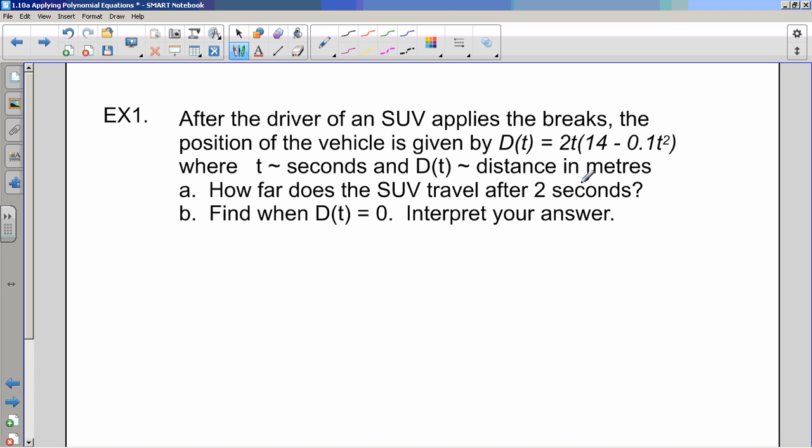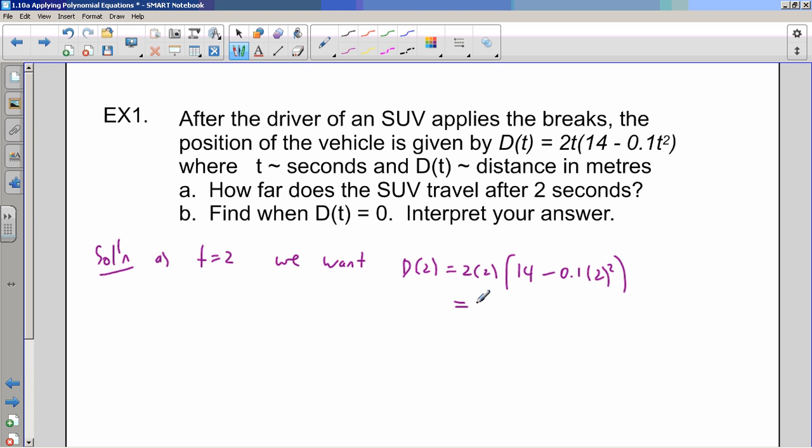How far does the SUV travel after 2 seconds? So in A, what are we asked? And that's kind of the big thing, is to figure out what we are asked. How far does the SUV travel after 2 seconds? So this 2 seconds, is it the distance or is it the time? It's the time, right? So time is equal to 2. We want simply just d at 2. So this one's easy. All I have to do is substitute in the 2 in here, bash away at a calculator, and I get the answer of 54.4. So therefore, after 2 seconds, the SUV was 54.4 meters away.